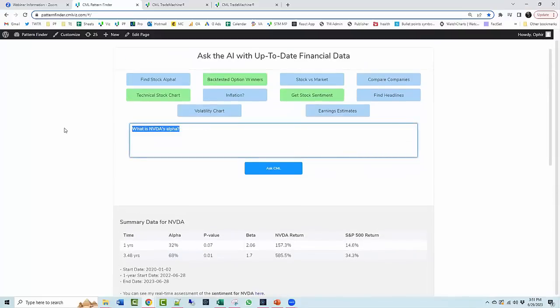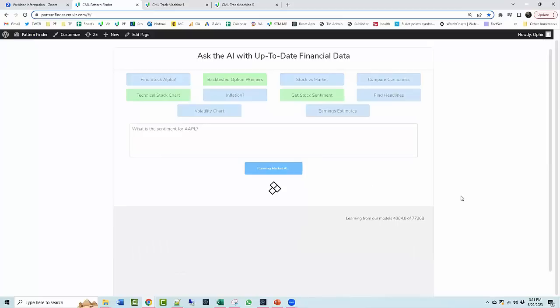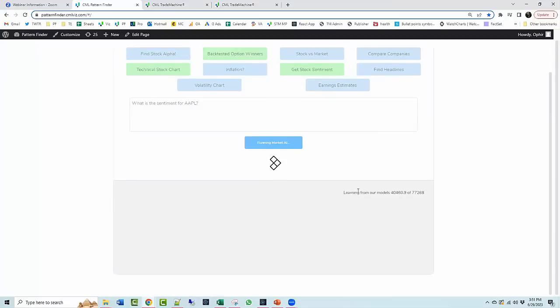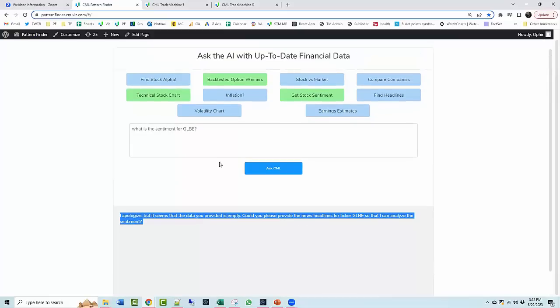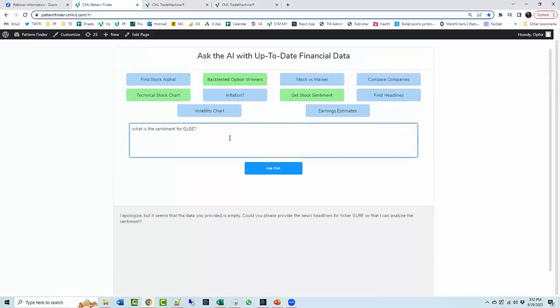And while we're at it, what is the sentiment for Apple? Any company, by the way, you just put in a ticker. If you want to know how to write a prompt that will be ideal for our AI, click a button, it'll write it for you. Apple has a lot of sentiment information. I probably picked a bad ticker, sorry. Okay, so we have a bug here. We'll fix it. All right, so that is the AI.